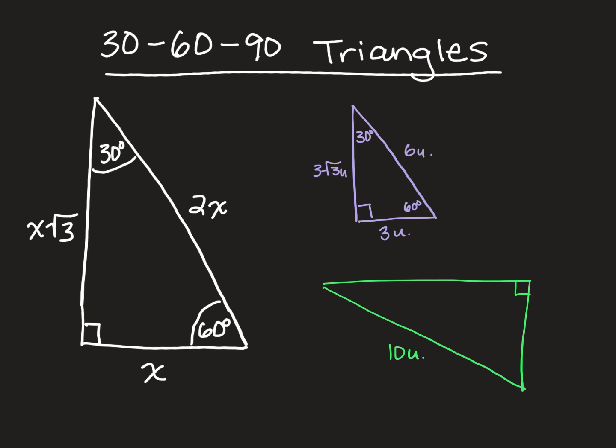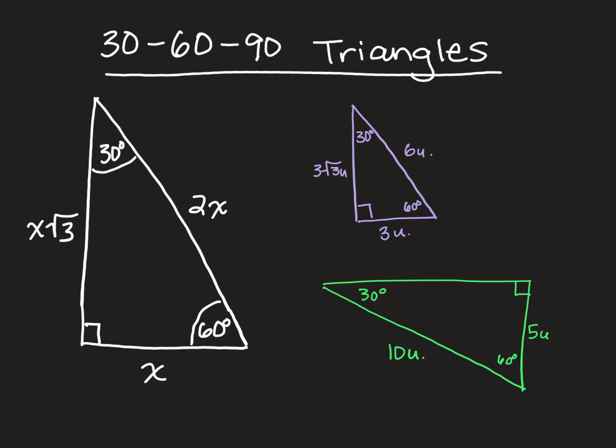In this triangle, here's my 30, here's my 60. If my hypotenuse here is 10 units, then in order to find the short side, I'm just going to divide by 2, because this is 2x, this is just x. So this would become 5 units here.